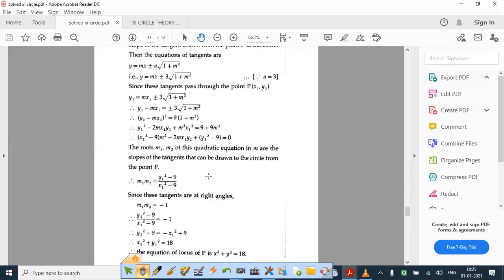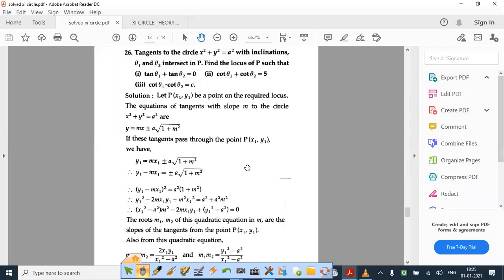Okay. So this is for sum number 25. Now 26th is again interesting. It is lengthy because three parts are asked.